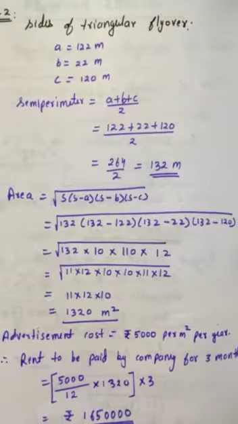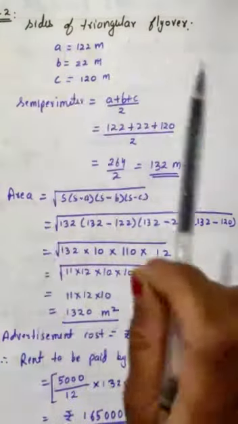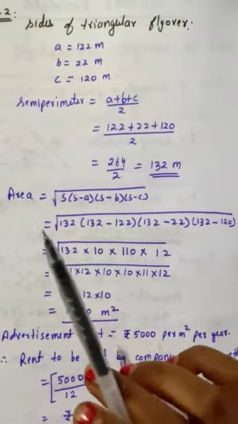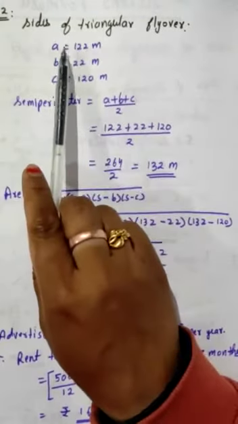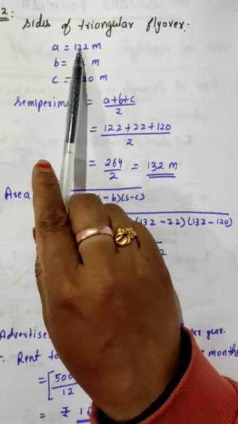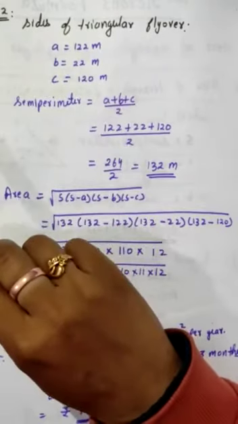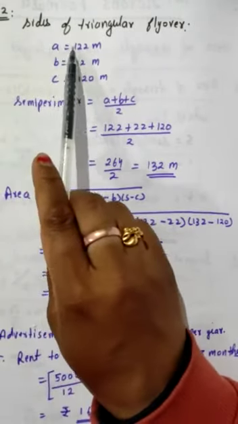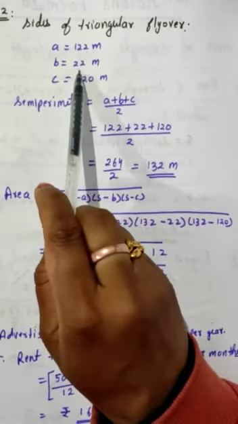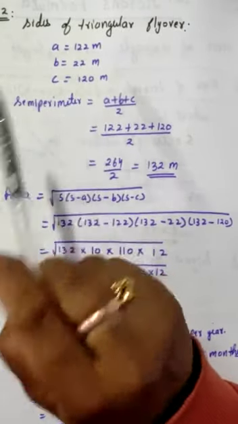So in the next question, as you can see, I have written the details. It is given that on a highway, a triangular flyover is there whose dimensions are given to you. The flyover is in the form of a triangle whose three sides are 122 meter, 22 meter and 120 meter.